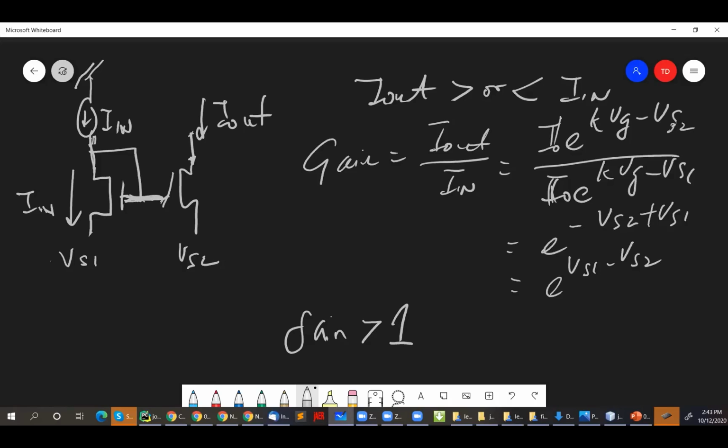Oh, see, now I see a question from Hajar. Are the MOSFETs in the circuits in the saturation region, both MOSFETs? Yes, they are in saturation.